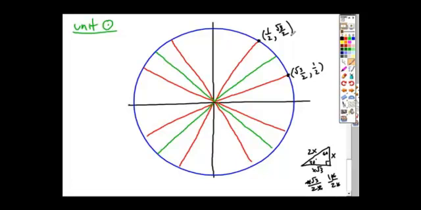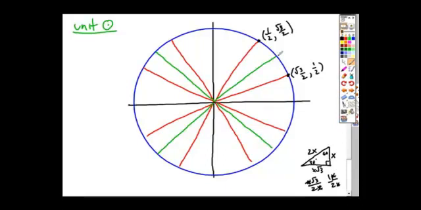Right, so they're just opposites of each other. They're just flipped. And that should make sense because this is the same triangle, so it should make sense that just the sine and cosine are switched.